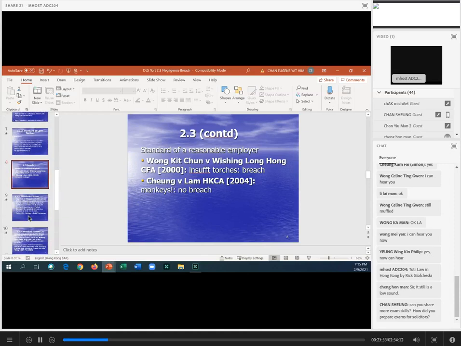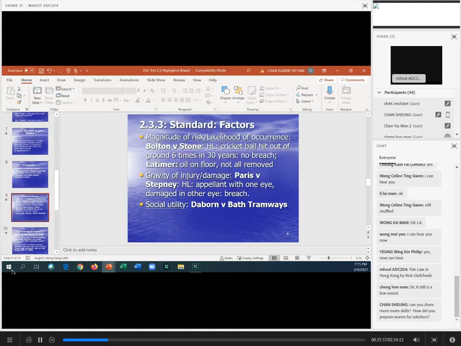Okay. So also other factors the court might take into account. What is the magnitude of risk or likelihood of occurrence of the particular event? Well, in Bolton and Stone, the number of occasions in which a cricket ball was hit out of the ground was very, very rare, 6 times in 30 years.